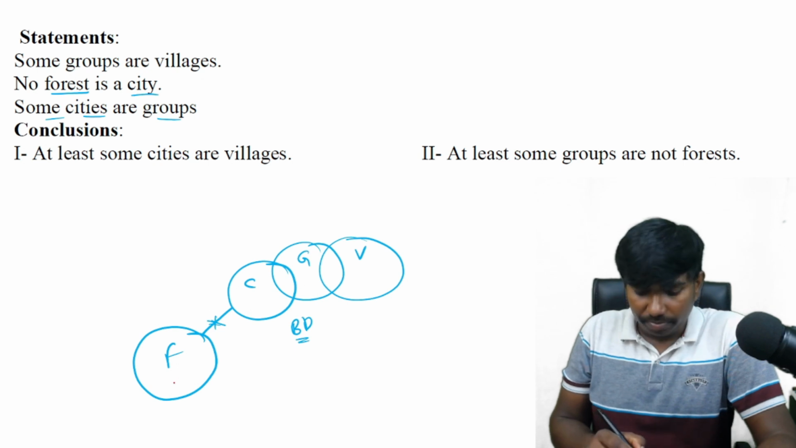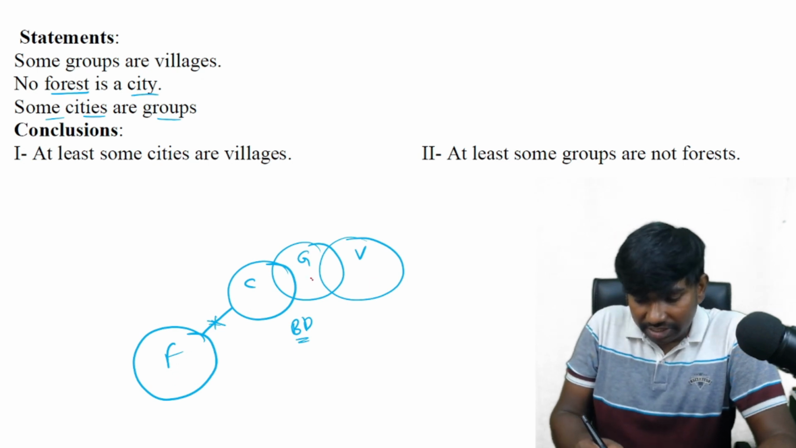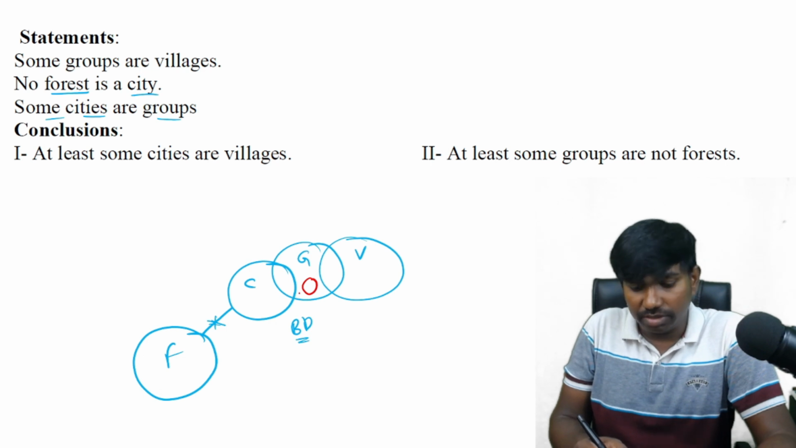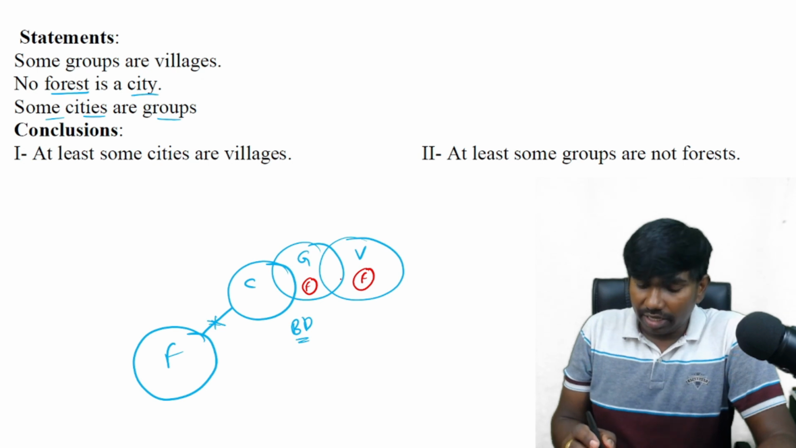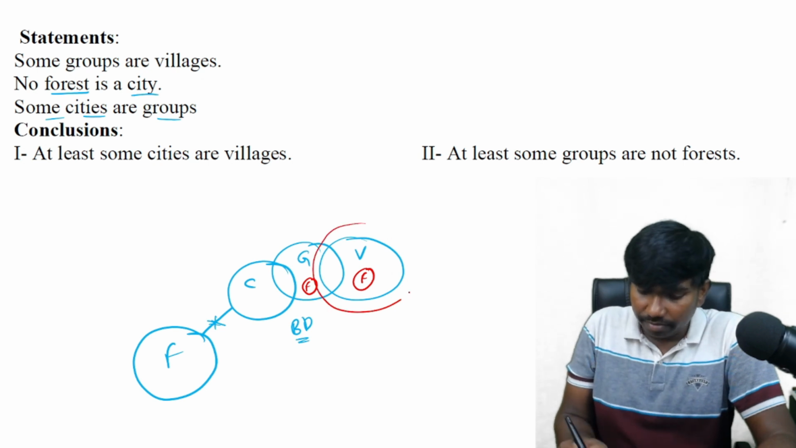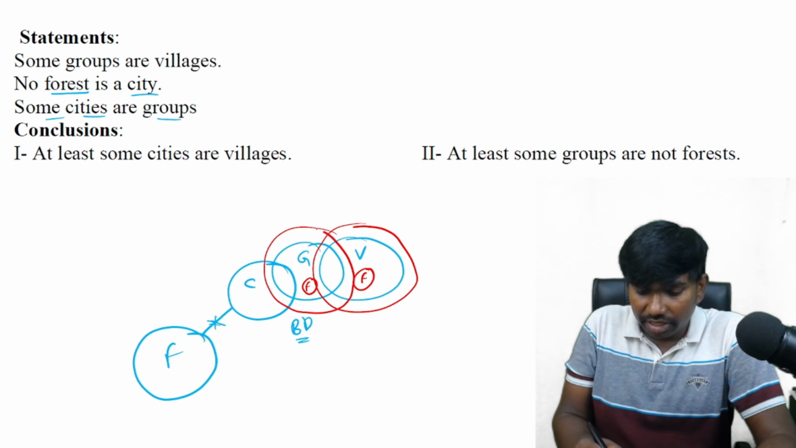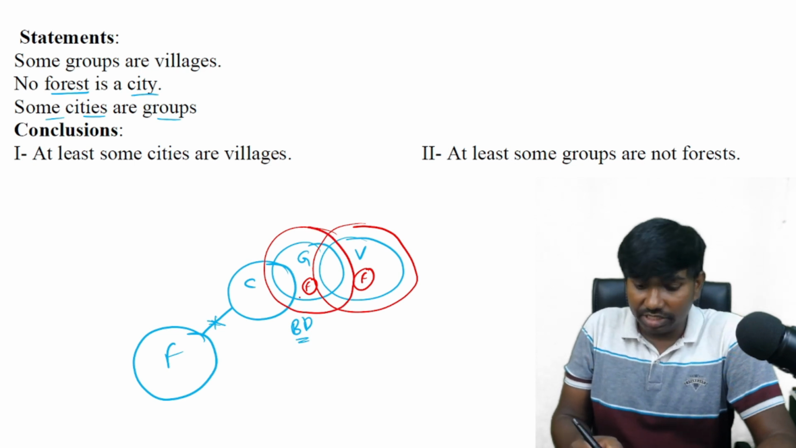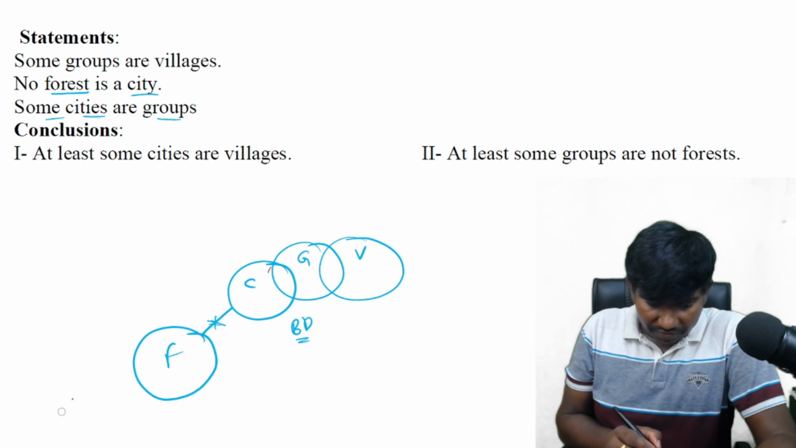Yes, possible. Can F intersect with V? Yes, possible. Can I draw complete F inside G? Yes, possible. Can I draw complete F inside V? Yes, that is also possible. Can I draw complete V inside F? That is also possible. Can I draw complete G inside F? No, that is not possible because of this region. Now verify the conclusions.